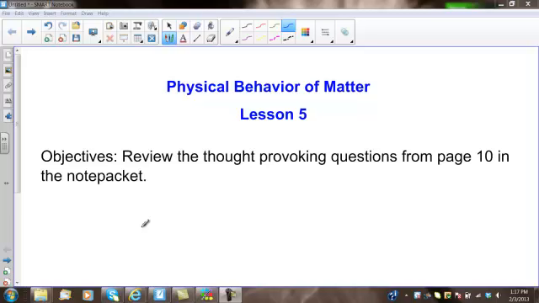Okay, this is Physical Behavior of Matter, Lesson 5. We're going to review the thought-provoking questions from page 10 in the note packet. I suggest that you get a separate piece of paper before you begin listening to the rest of this lesson because there isn't any room in the note packet to write down the answers to these.